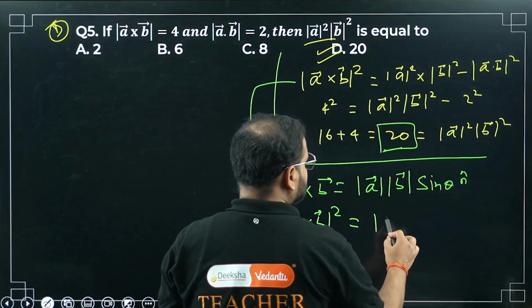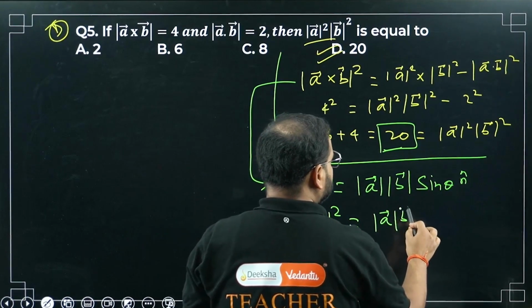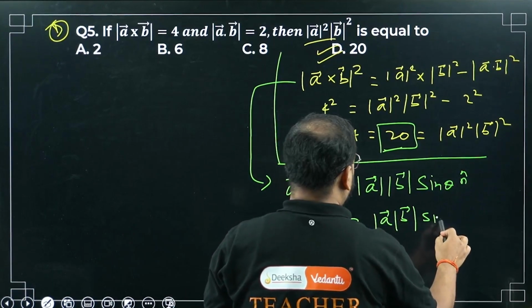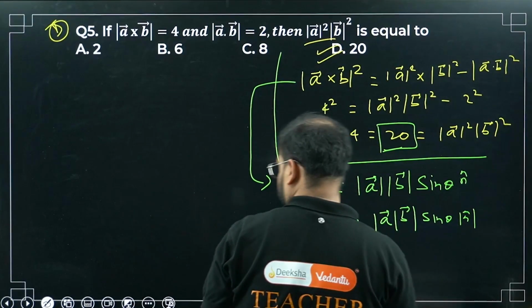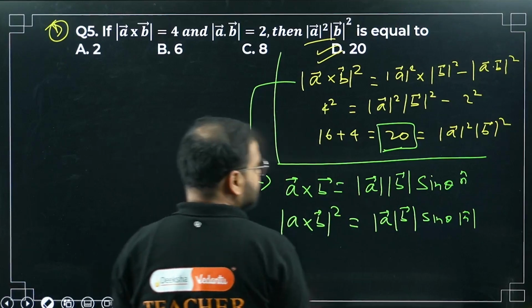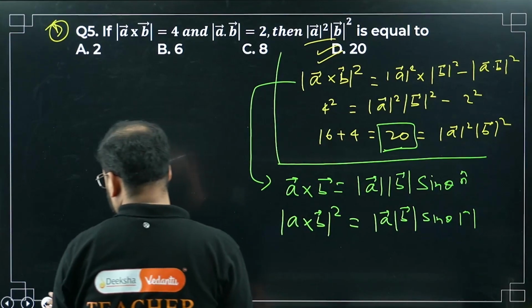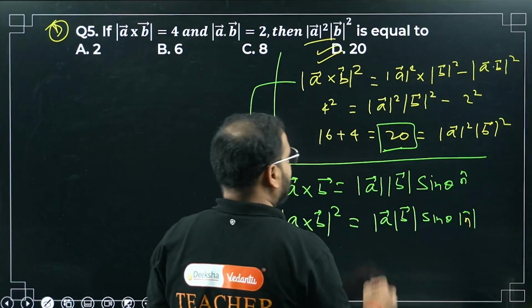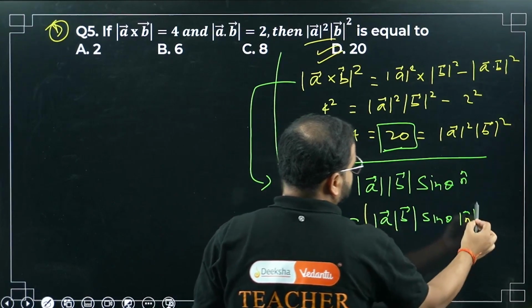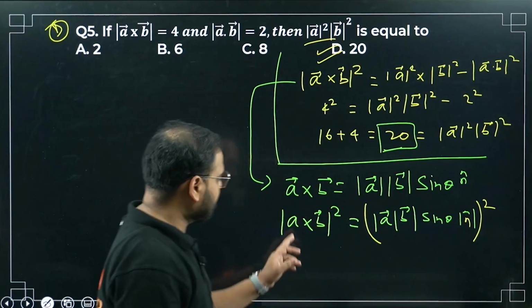All of this will be a constant only, no? This is a constant, this is a constant, and this also is a constant, sir. But mod of n cap will become 1. What is n cap? N cap is the vector perpendicular to both the vectors A and B. That is the definition. And I'm taking the whole square, right?